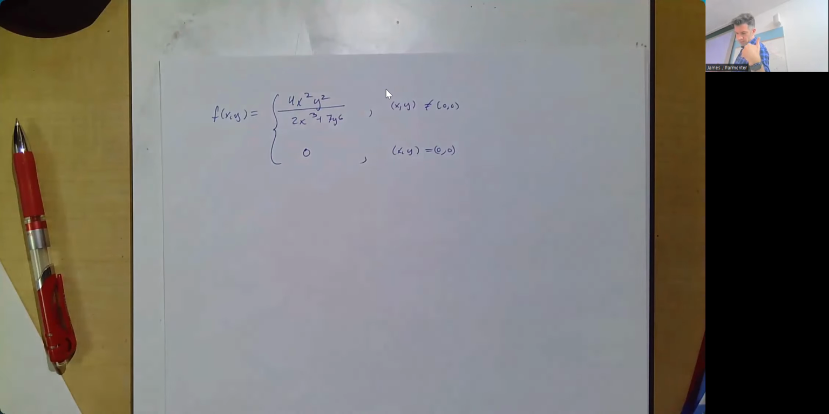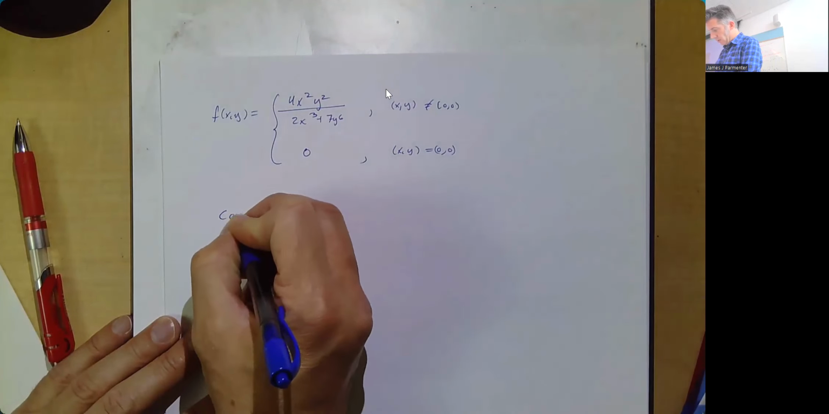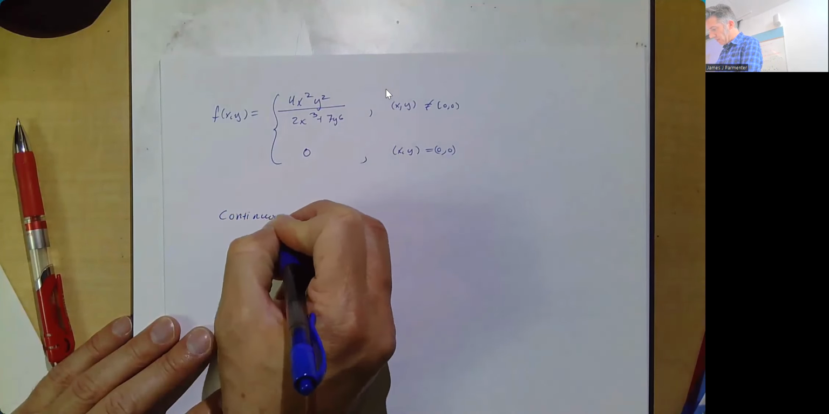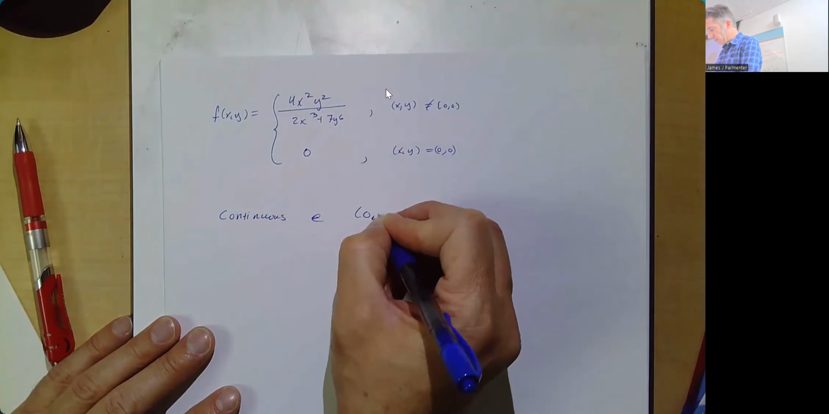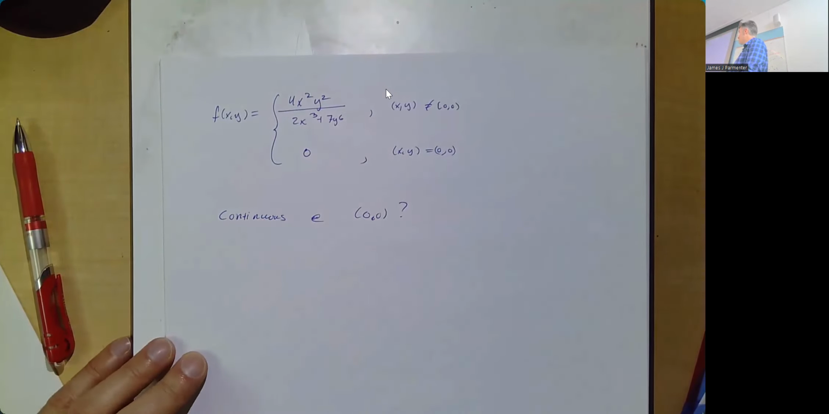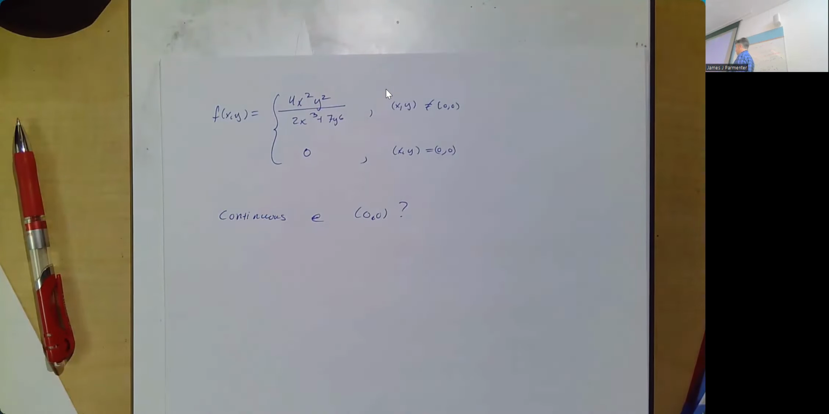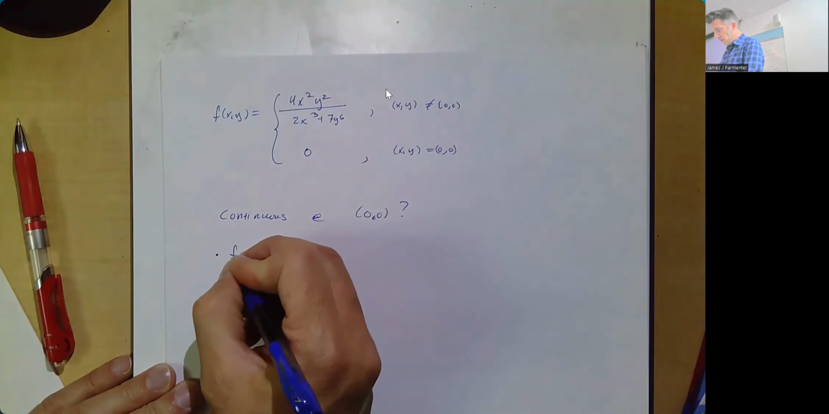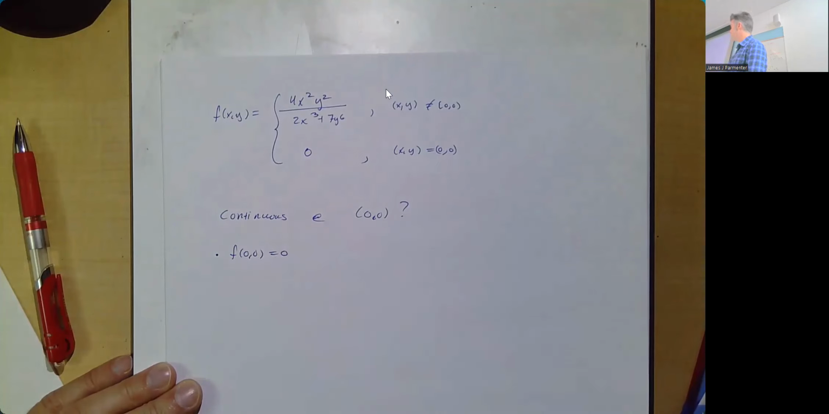Interesting. That is interesting. So are we continuous at 0, 0? Well, certainly the function exists at 0, 0. We've defined it to be 0. So f of 0, 0 is equal to 0.